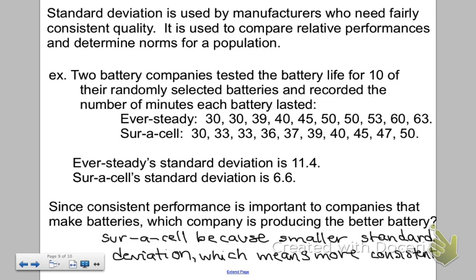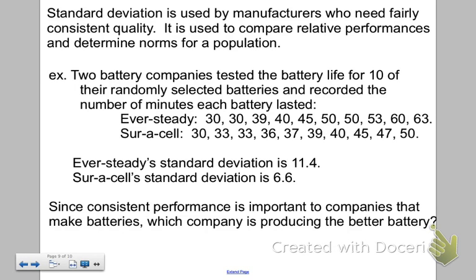So, when you buy a pack of batteries from the store, you want to know that most of your batteries are going to last a good amount of time. You don't want to put one battery in and have it last 10 minutes and put another battery in and have it last an hour and a half. You want consistency among those products.